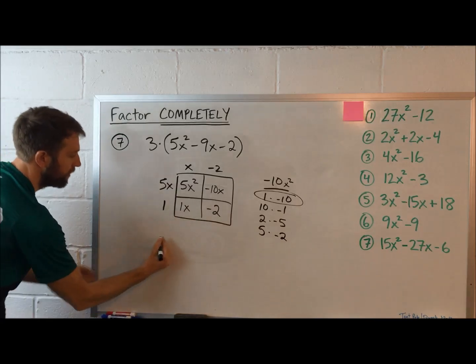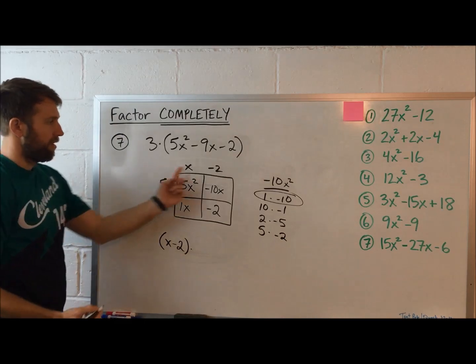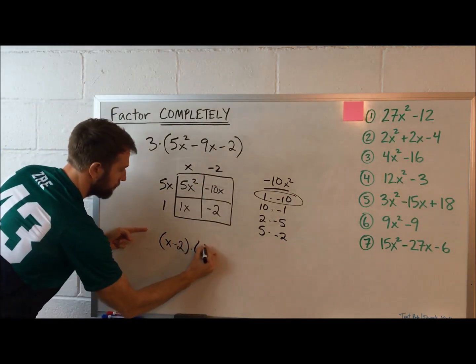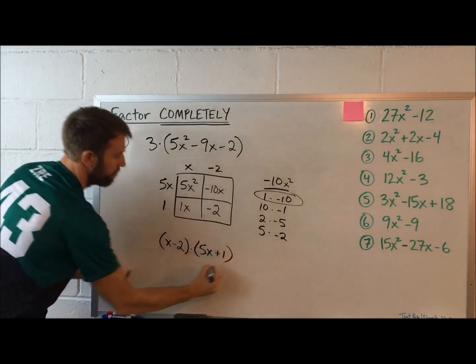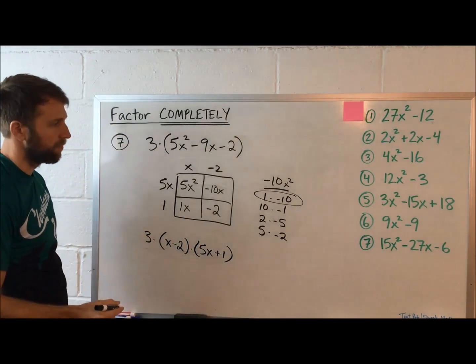So how do we factor completely? We do the base times the height. And we don't forget the greatest common factor so that we have factored completely.